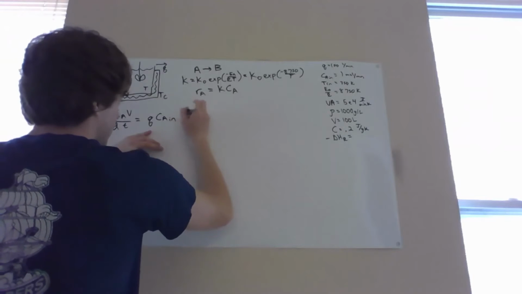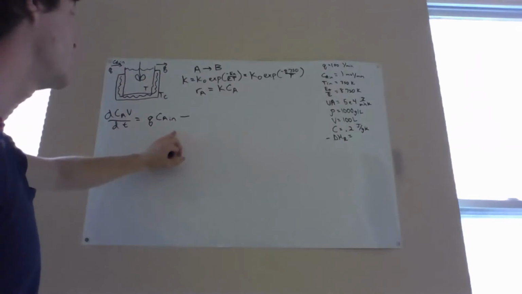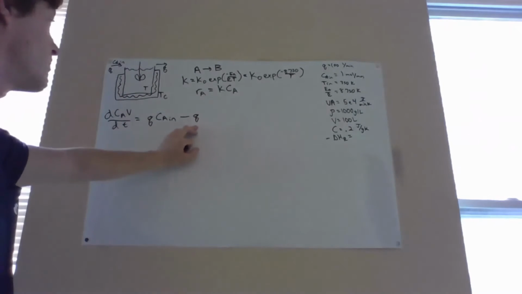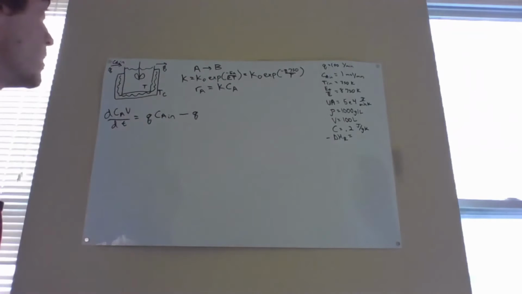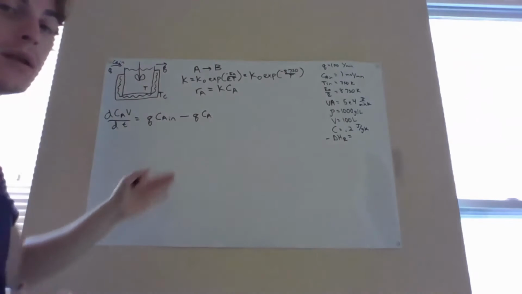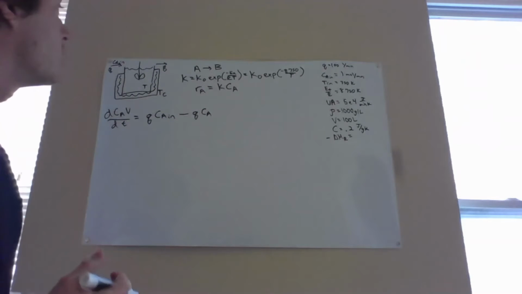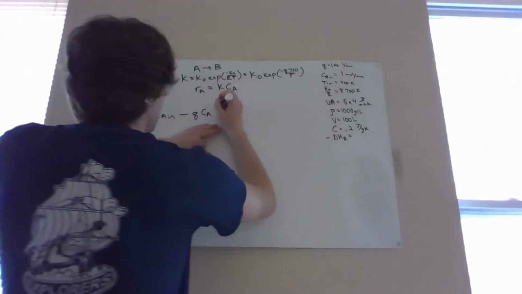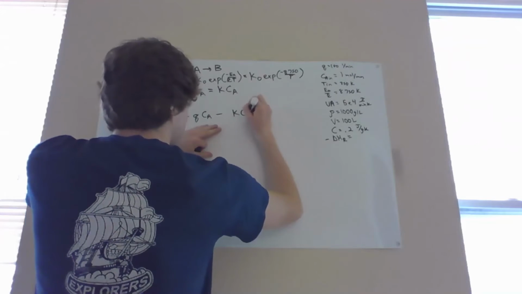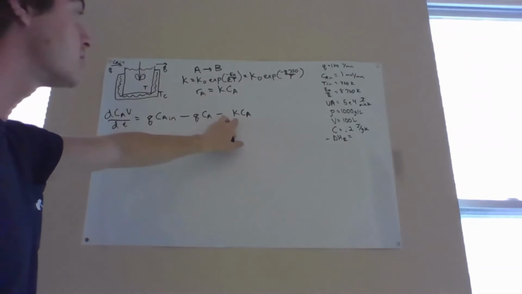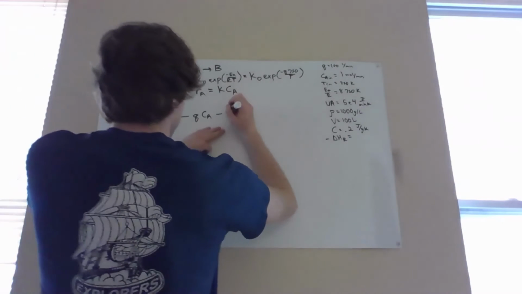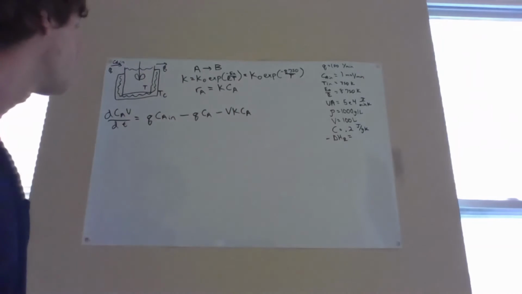The concentration of A leaving the tank can be expressed as the volumetric flow rate out of the tank, which in this case is Q again, times the concentration of A in the reactor. Now, we also have the rate at which A is being used up by our reaction, which is our reaction rate times the concentration of A, and this is on a per volume basis, so we have to multiply by V.